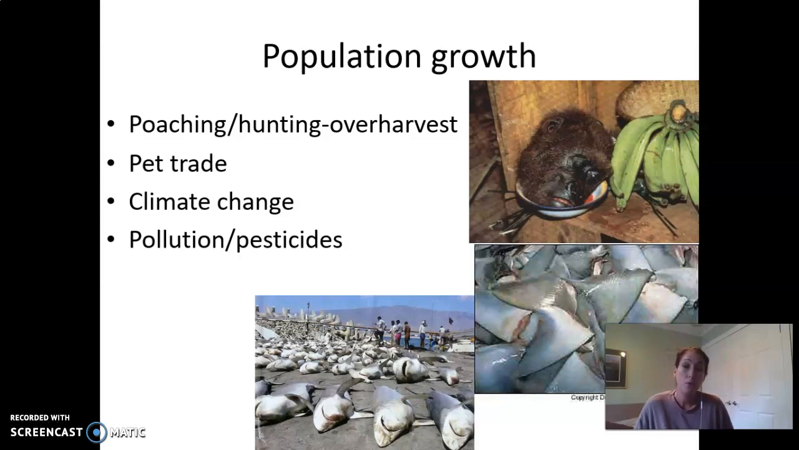Now, population growth, pollution, and over-harvesting I put all together with population growth, because this really is tied to our growing human population. We're hunting too much, over-harvesting for things like pet trade or for food or for medicinal purposes. Our pollution is leading to climate change at a very rapid pace, and all the pollution and pesticides we're putting out there are harming our animals, going through biomagnification and creating a lot of problems.